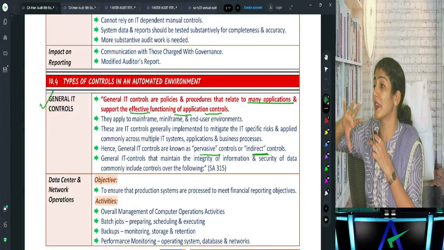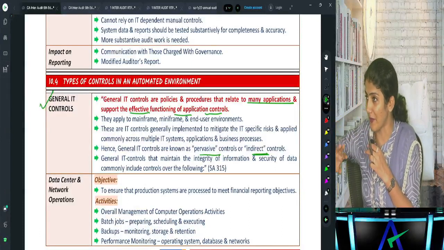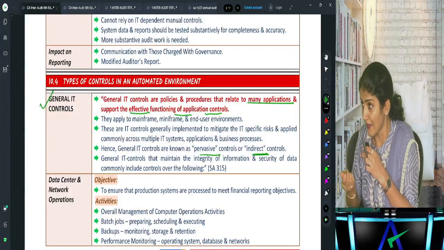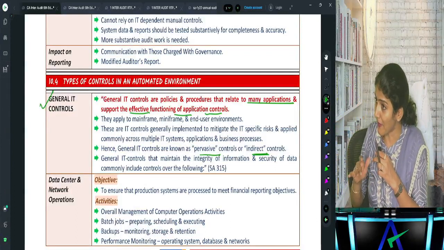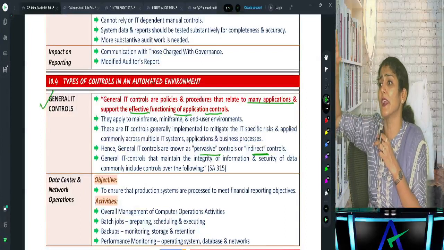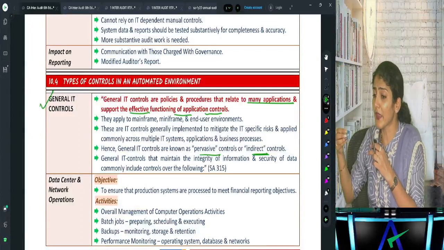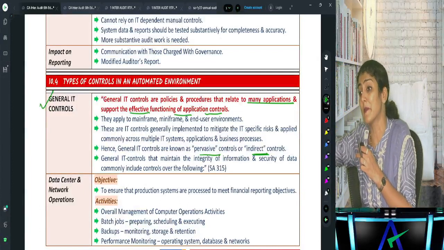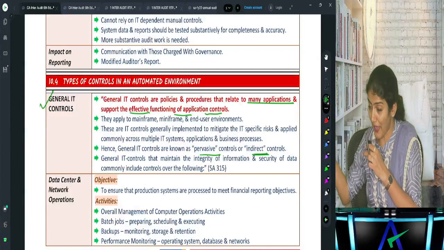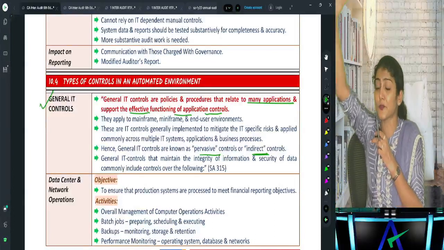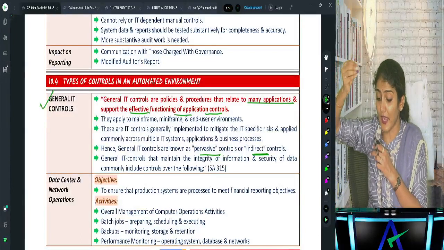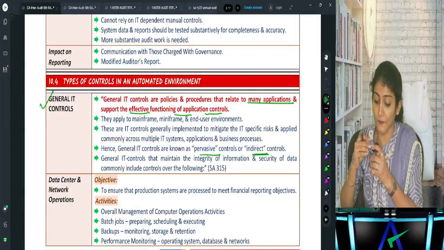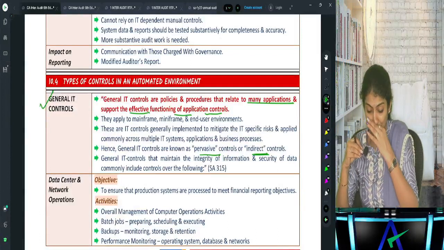Like, you know, user ID password. If Infosys has 20,000 people working in their office, will all 20,000 people have an access card? Will they have a laptop user ID password over there? Yes, that's a general IT control. Then after that we look at who records sales, who records the salary, who records the fixed asset. That is application control. But obviously for application controls to be effective, first what has to be effective is the general IT control. So they relate to many applications and support the effective functioning of the application controls. Are you getting that?